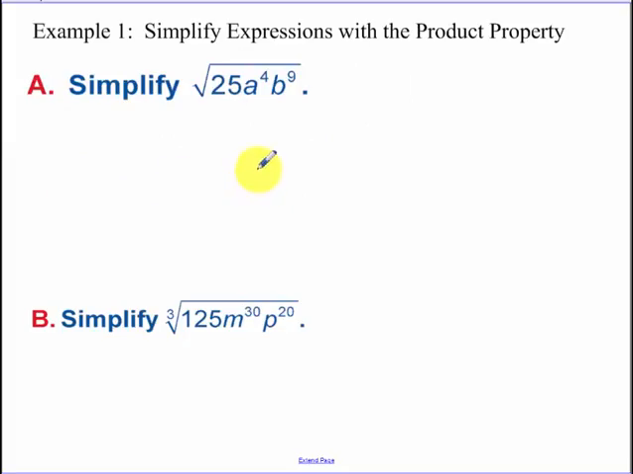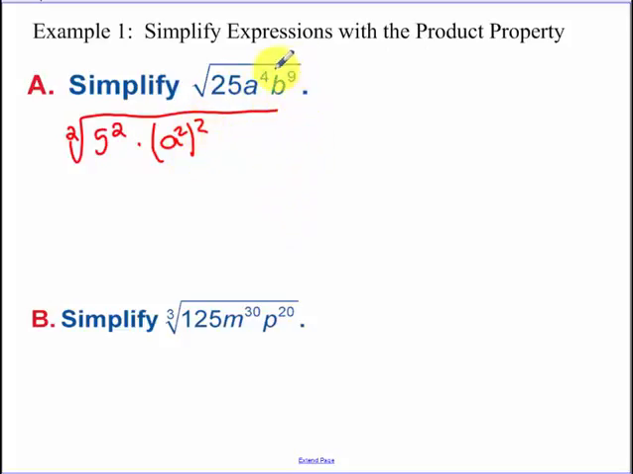So our first example is similar to what we did in the previous lesson. Just here, we're going to have something left over underneath the radical. So square root, let's break this down. 25 is 5 squared. I need to break this down into powers of 2 because our root is 2. So a to the fourth, a squared squared.